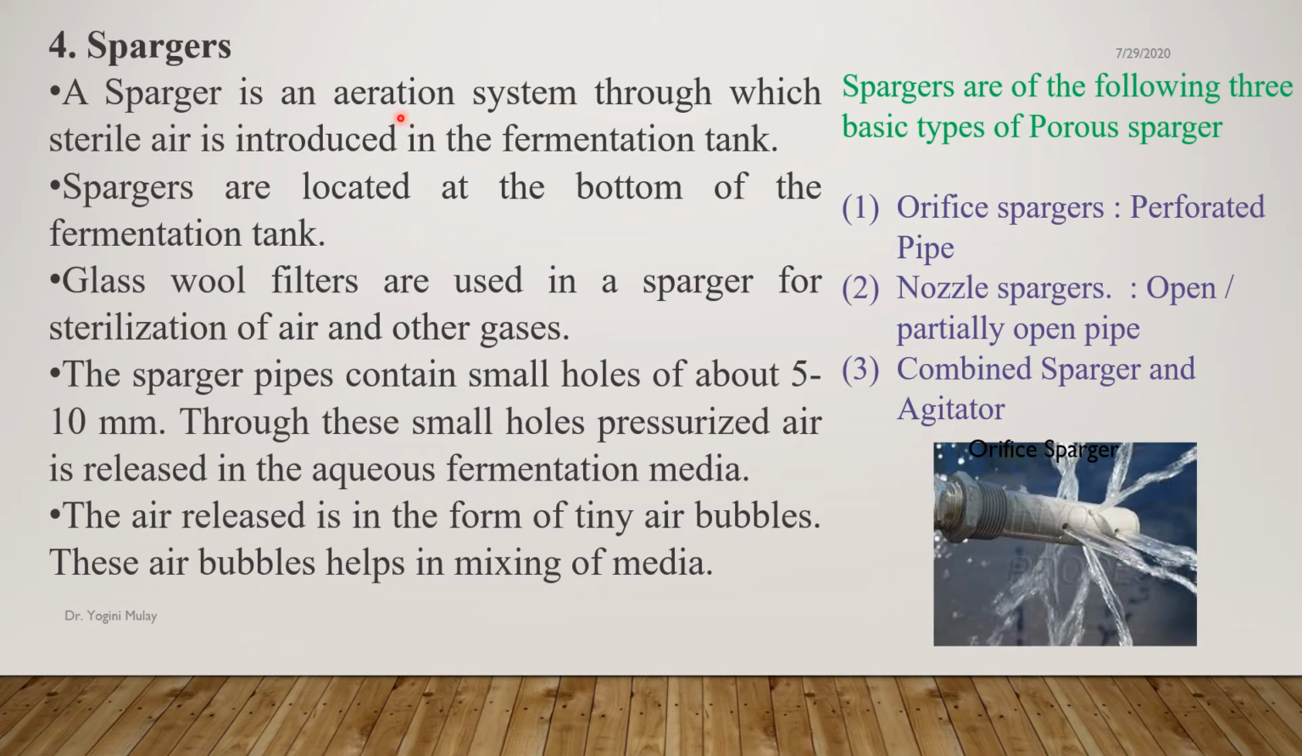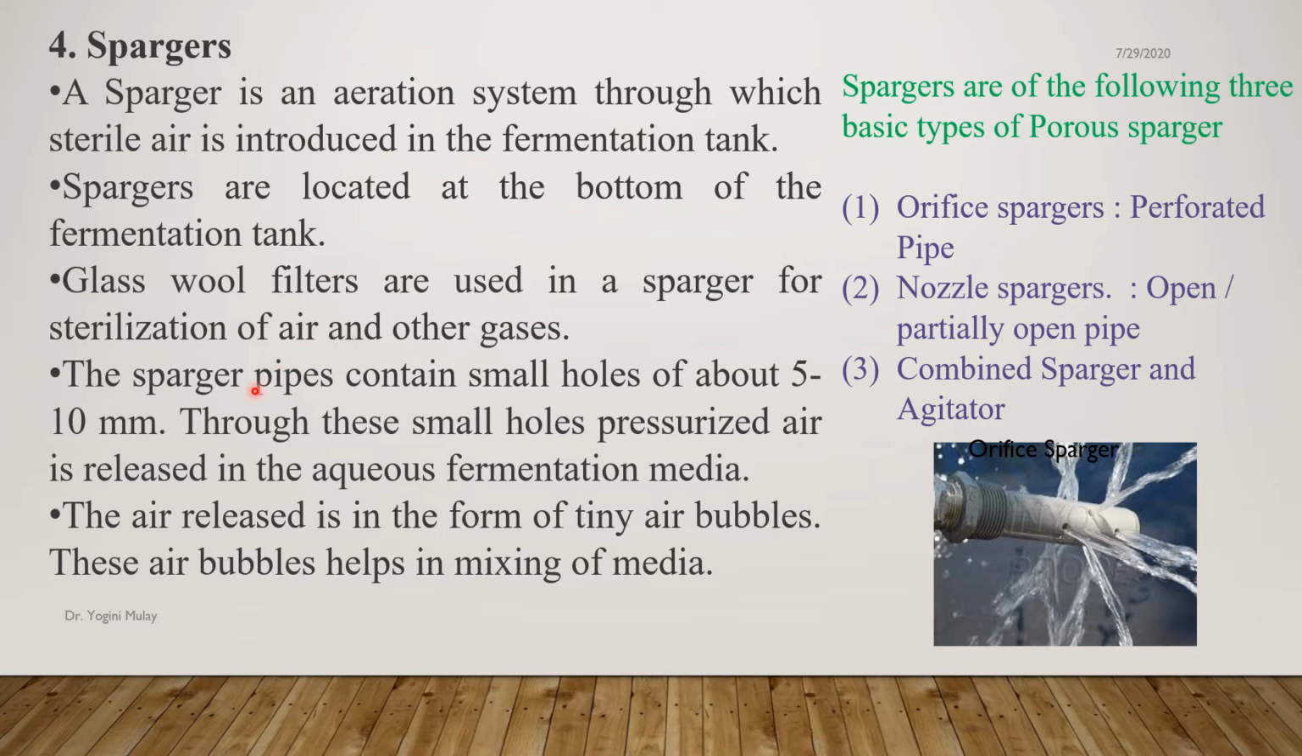Sparger. Now, what is meant by sparger? It is the aeration system through which the sterile air is introduced in the fermentation tank. Now, the spargers are located at the bottom of the fermentation tank, and glass wool filters are used. These filters are present in the sparger so that the sterile air can pass through that sparger.